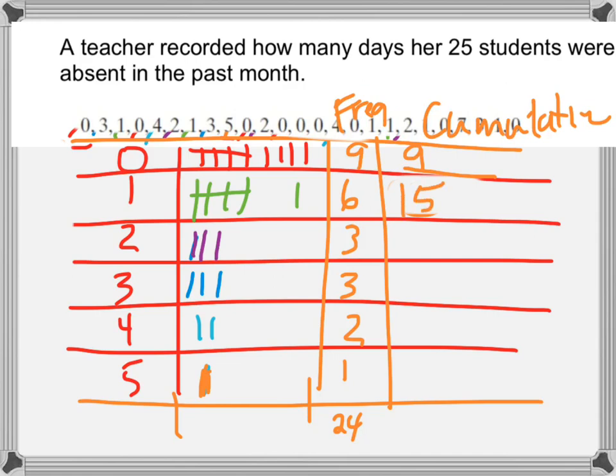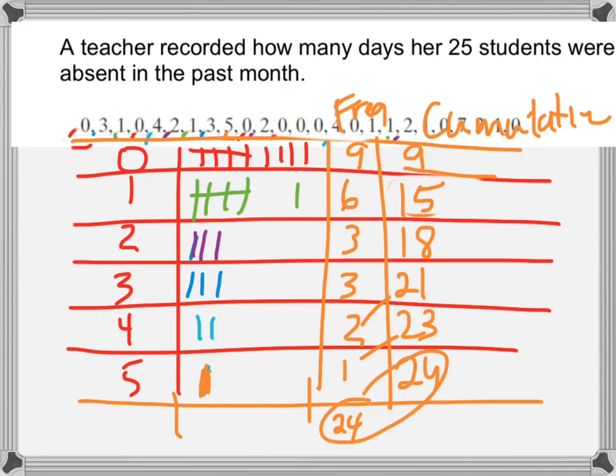All right, how many students were absent at most 2 days? Well, you're going to add 15 to 3 to get 18, and so on. So that's 21, 18 and 3 is 21, 21 and 2 is 23, and 21 and 1 is 24. So the last one should match there.